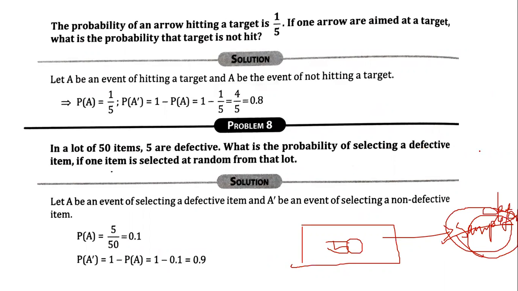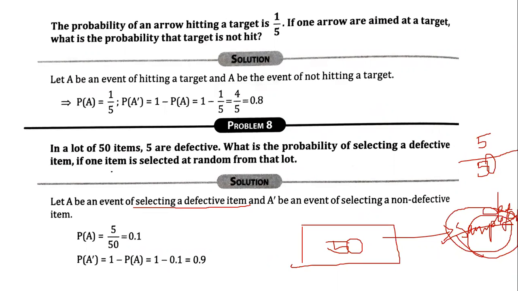Okay, so out of 50 items, the total number of items is 50. Out of that, 5 items are defective. Correct? Out of the total 50 items, 5 items are defective. So firstly, say them. Let A be the event of selecting a defective item, and B be the event of selecting a non-defective item.